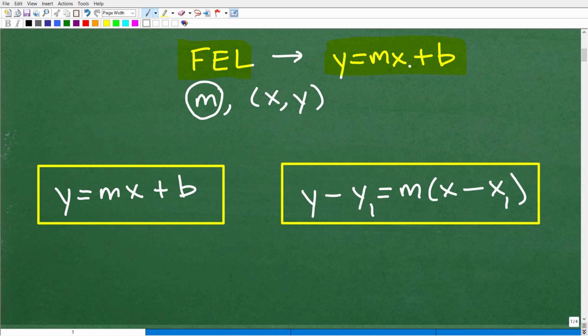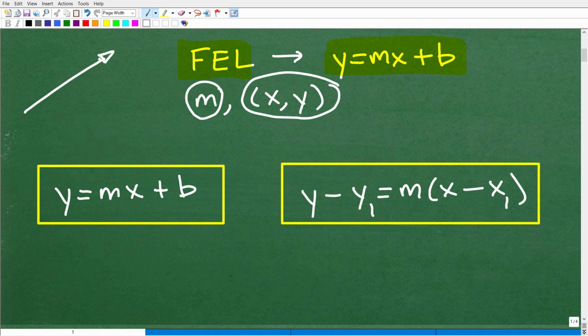So in order for me to answer that question, I need to know the slope of that line and I need to know at least one point that is on that line. Okay, so if I have this information right here, I have enough information to answer the question. If I just give you the slope or just one point, that's not enough. I need to know both the slope and at least one point that's on that line.